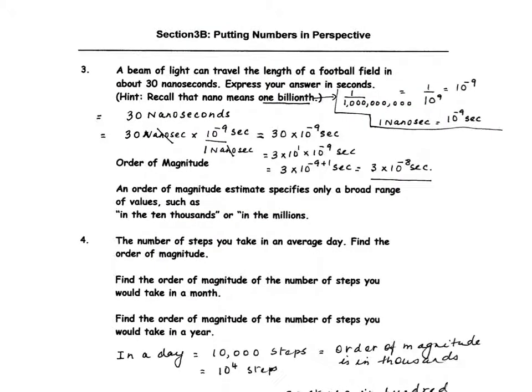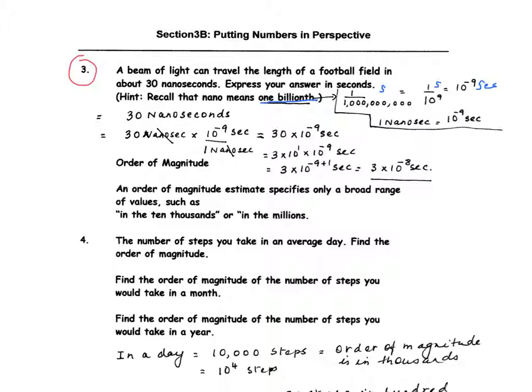So a beam of light can travel the length of a football field in about 30 nanoseconds. So nano is a short form for 1 billionth. So 1 nanosecond is 1 billionth of a second. So 1 billionth of a second is 1 over 10 to the ninth power of a second, which is equal to 10 to the negative 9 seconds.